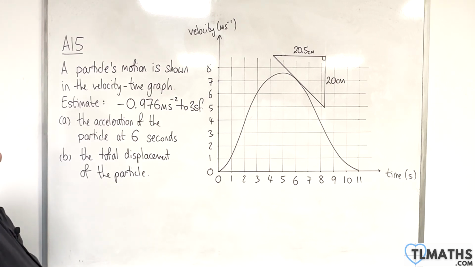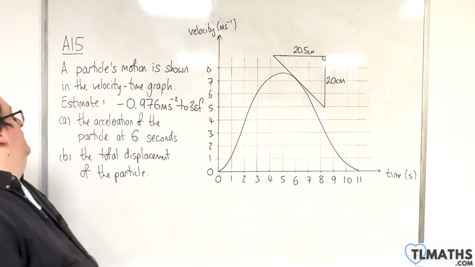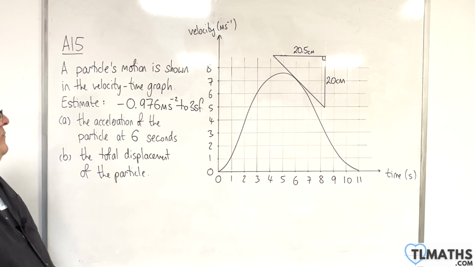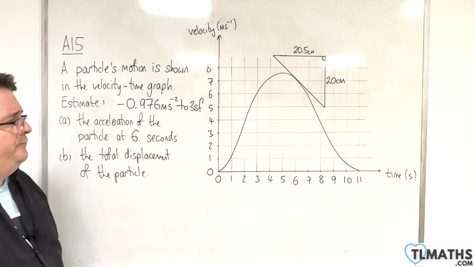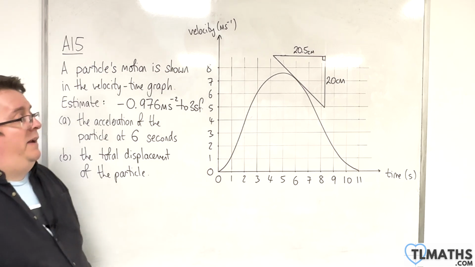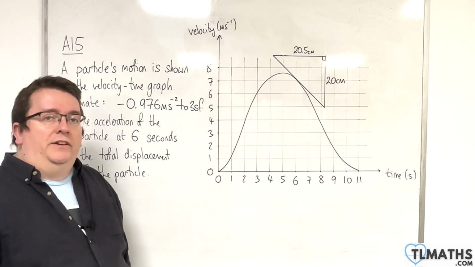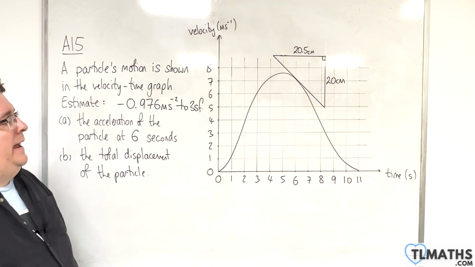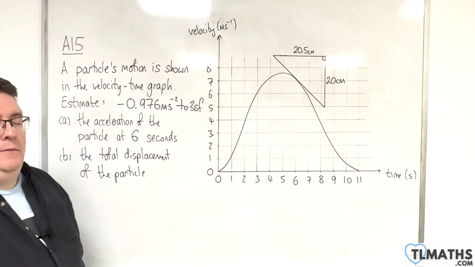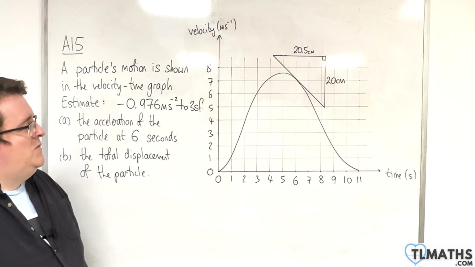So at that point you are decelerating, okay? You're slowing down. Right, total displacement. So the total displacement is the area under that graph. And what we need to do is estimate it, okay?